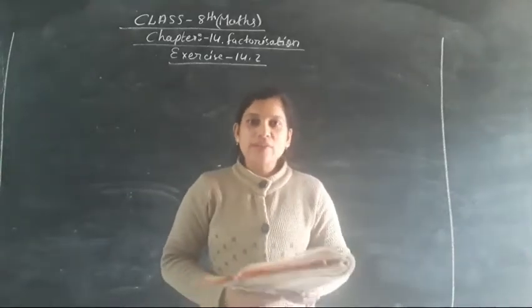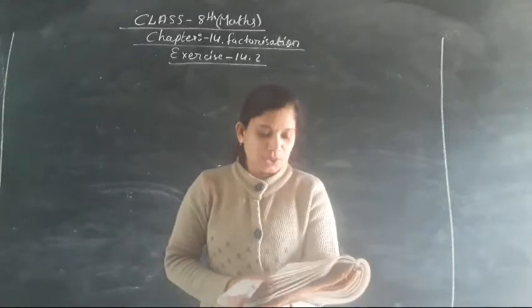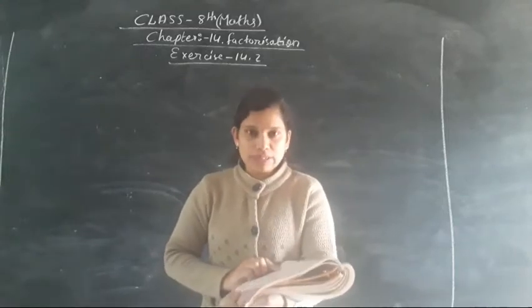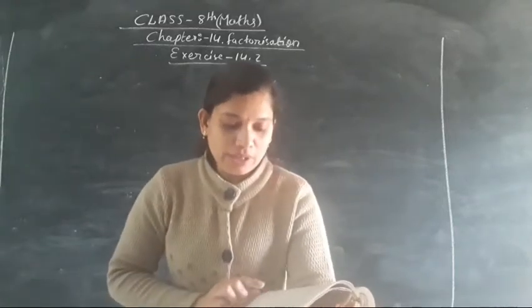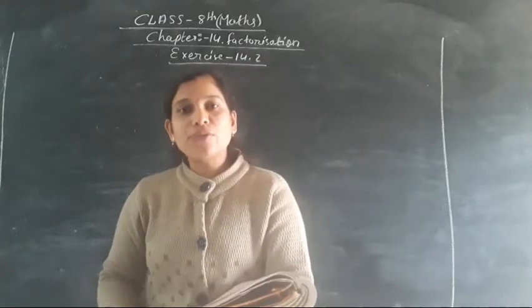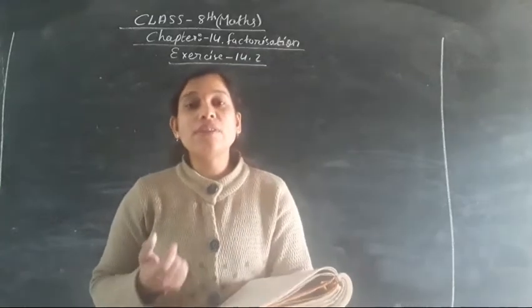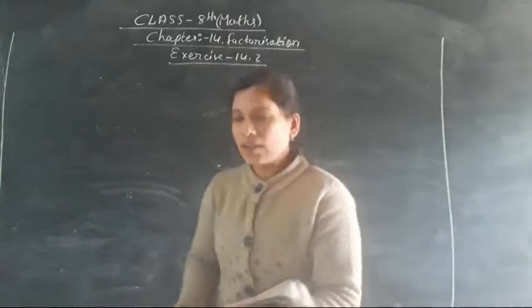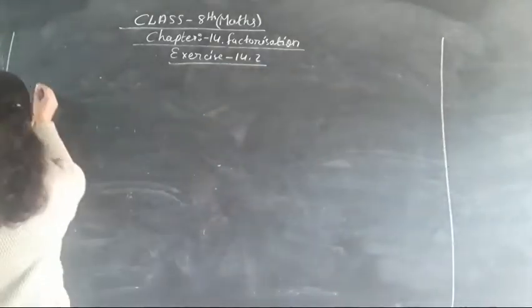Here we are going to have exercise 14.2, question number 1. What question number 1 says is: factorize the following expression. What we have to do is factorize the following expression. That means we have to split the middle term. So what question do we have over here?